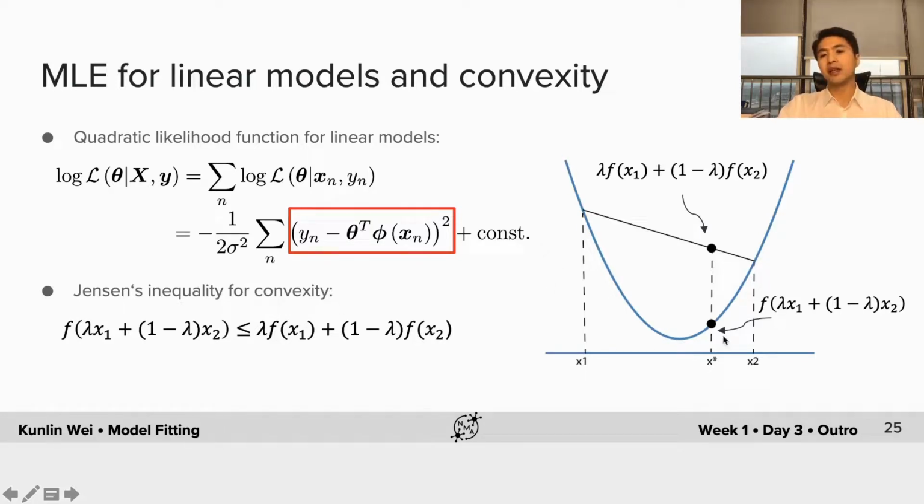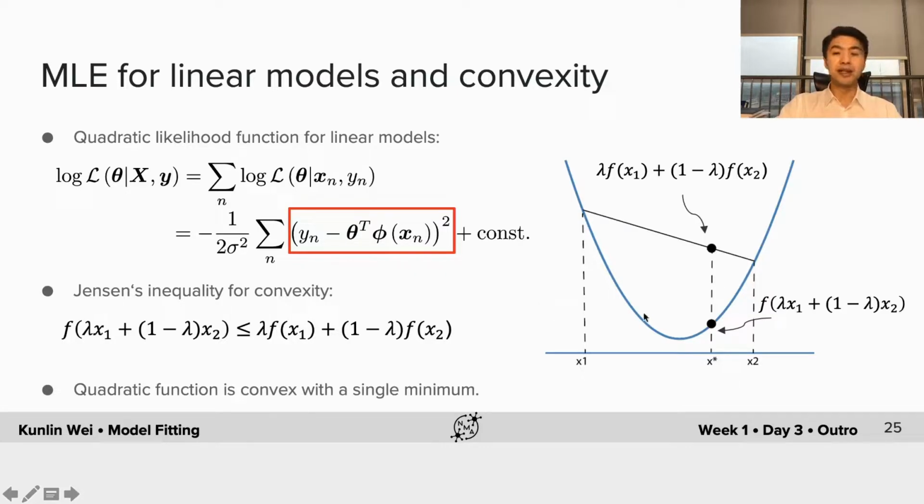What this means is, if I draw a quadratic function like this, and I draw an arbitrary straight line that intersects the quadratic function at two points, x1 and x2, Jensen's inequality basically says the quadratic function between x1 and x2 is below the straight line for any point in between. Say x star is just a weighted average of x1 and x2, and the function value is here, and is definitely below the straight line at its corresponding value. So this is the definition of convex. And we will say the quadratic function is convex.